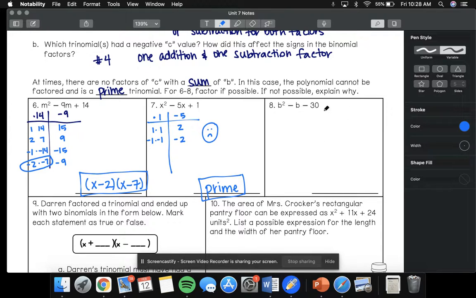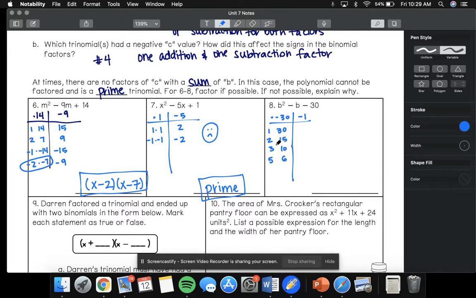Okay, last problem, b squared minus b minus 30. So we're looking for what multiplies to -30. We're going to write the factors of 30, but it has to add to -1. So we'll start off with our factors. We have 1 and 30, 2 and 15, 3 and 10. 4 is not divisible into 30, so we'll do 5 and 6. And again, we know it needs to be -30, so that means that one of these factors has to have a negative sign.